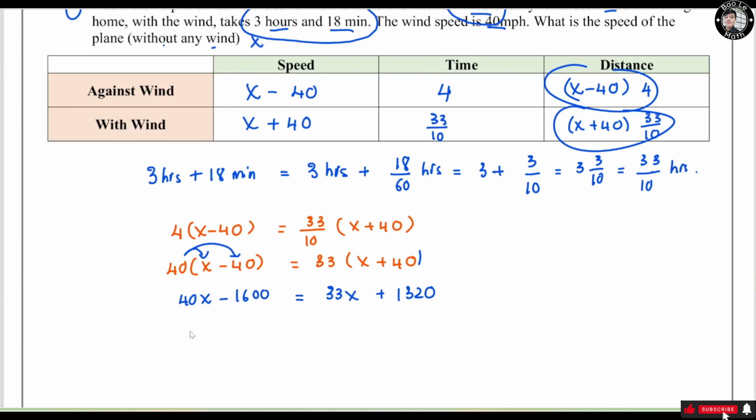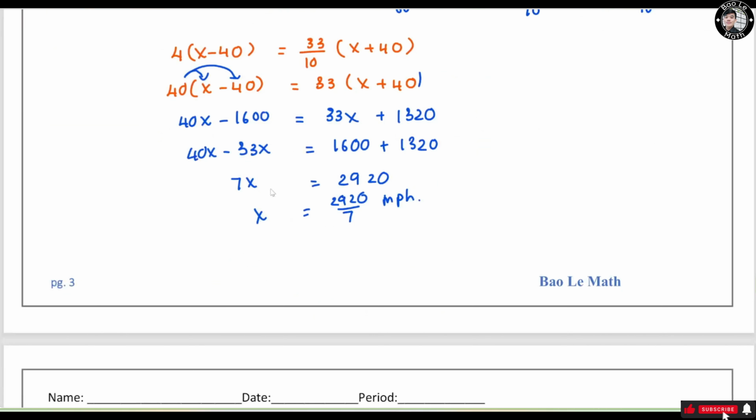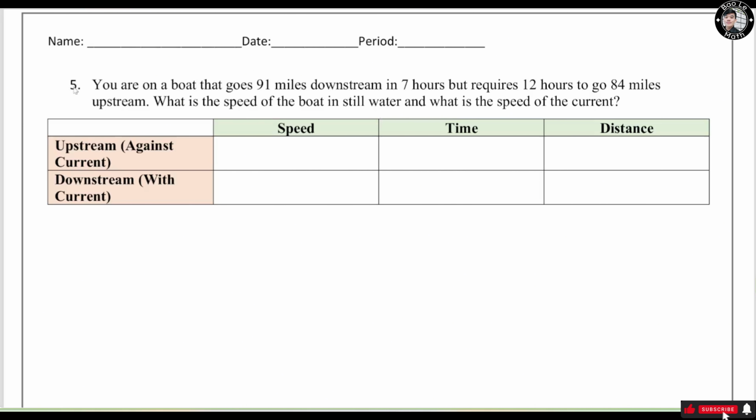Subtract 33s from both sides, so we have 40s minus 33s, and add 1600 to both sides, so it could be 1600 plus 1320. So it's going to be 7s equals 2920. Divide both sides by 7, so s equals 2920 divided by 7 miles per hour. And this one is the final answer. Now let's move on to number 5.